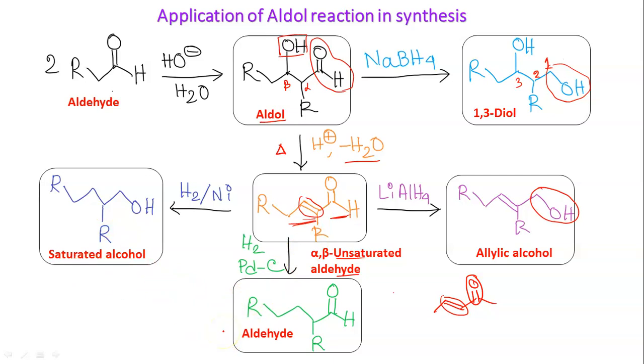So in this scheme, you can see that starting from the aldehyde, we first get the beta hydroxy carbonyl compound, then in presence of sodium borohydride the 1,3-diol, and the dehydration step that we have already seen in the last video. Different types of reducing agents give different types of products. So depending on which type of product we actually want, we have to choose our reagent accordingly. Fine.